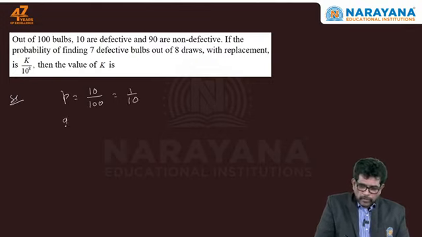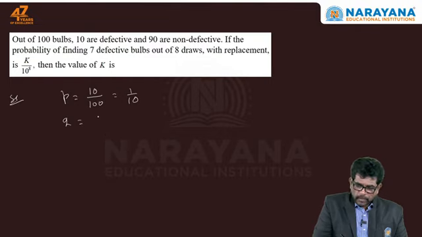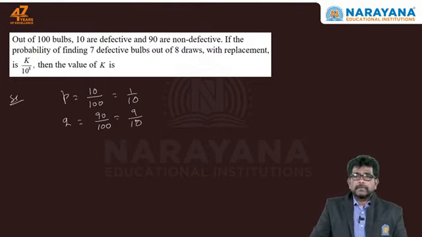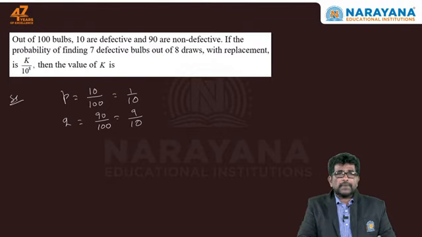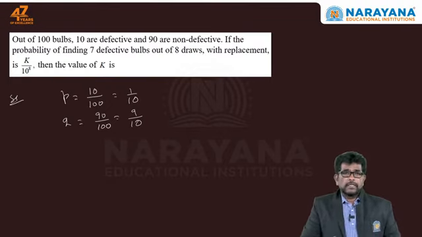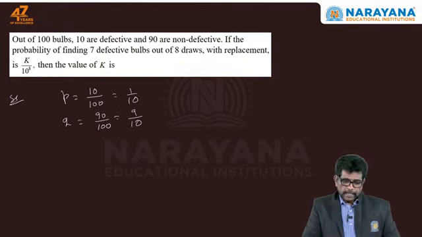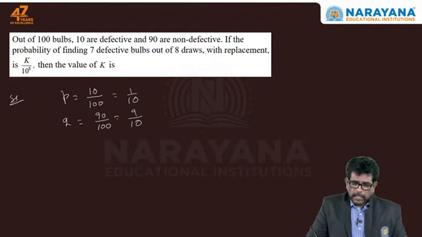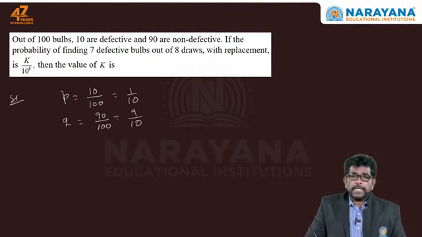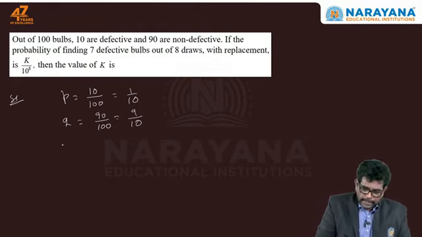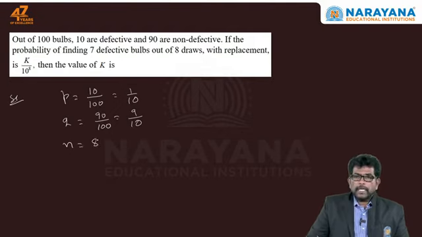Now Q, getting a non-defective bulb, is 90 by 100, which is 9 by 10. So to get the defective bulb, the probability is 1 by 10, and to get the non-defective bulb, the probability is 9 by 10. Now there are total 8 draws. We are performing the experiment 8 times. That is, n is equal to 8.